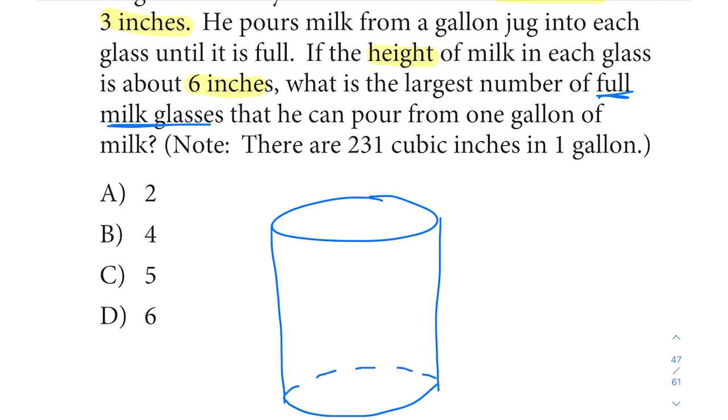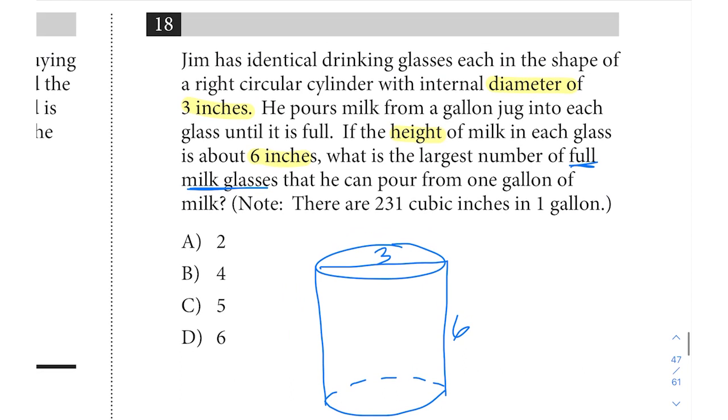Okay, so the shape we're dealing with is a cylinder, and each one of these glasses has a diameter of 3 and a height of 6. To figure out the volume of one glass, this is an equation we probably should know. However, they do give it to us at the beginning of the math section in our little cheat sheet. The volume of a cylinder is pi r squared h. Let's figure out the volume of one of these glasses, and then we can divide to see how many would fit.